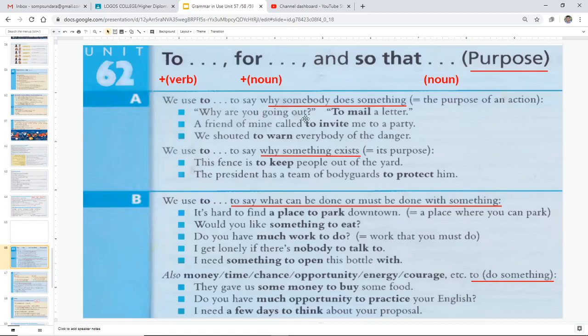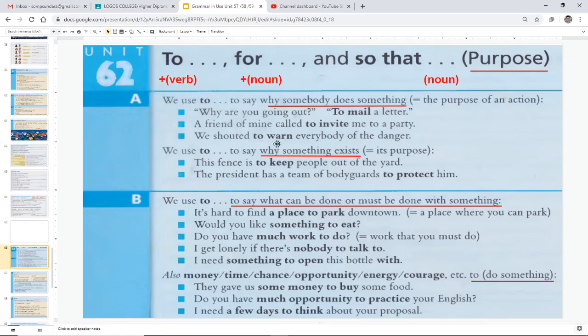Why are you going out? To mail a letter. Right? What is the purpose of him going out? Because he wants to mail a letter. That's what he's going to go do. A friend of mine called to invite me to a party. Why did your friend call you? Because he wanted to invite you to a party. That was the reason why he called you.